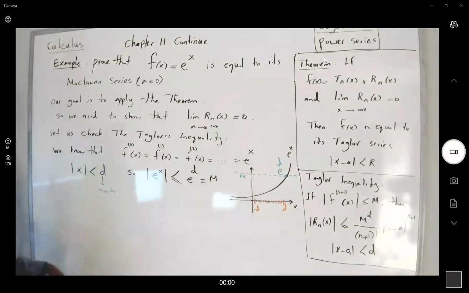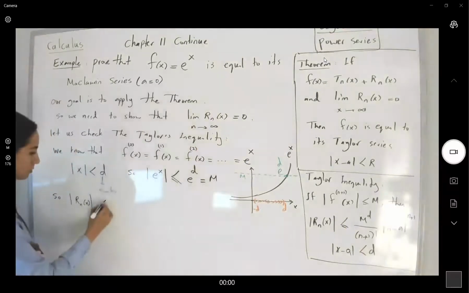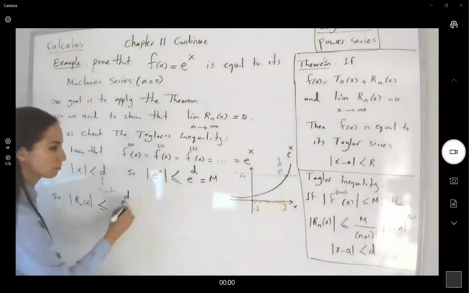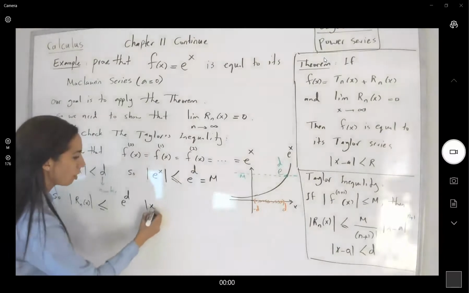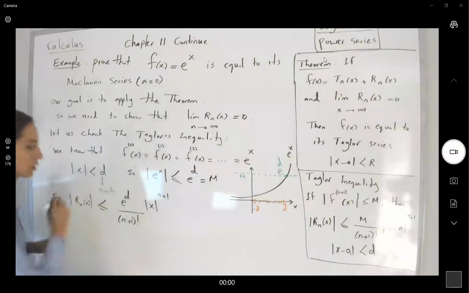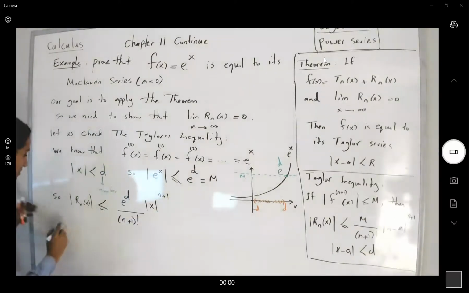Very well. So Taylor's inequality says the absolute value of Rn of x is less than or equal to M, which is e to the d, times the absolute value of x to the n plus 1 divided by n plus 1 factorial. Well, now you can easily take the limit. Let's take the limit.